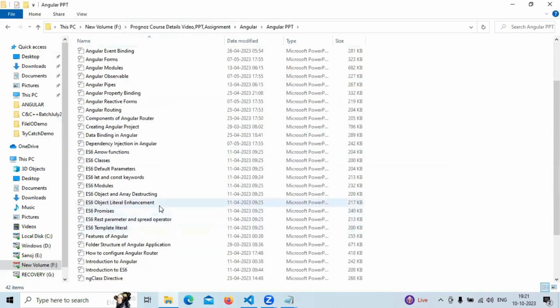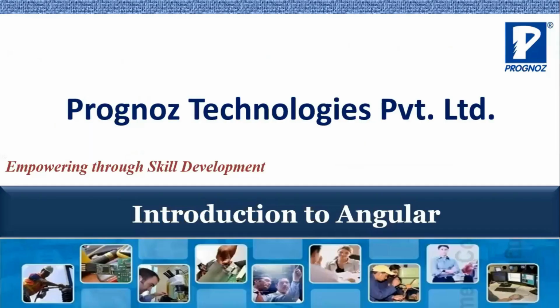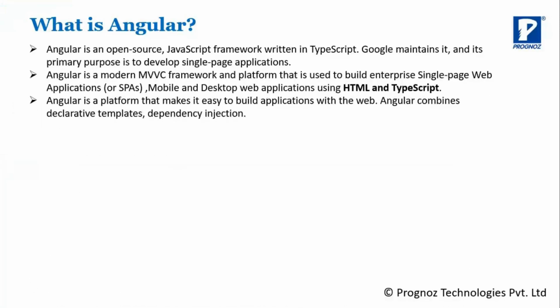Introduction to Angular. What is Angular? Angular is nothing but an open source JavaScript framework, which is written in TypeScript, and which is maintained by Google. I already told you TypeScript is created by Microsoft, and TypeScript is used by Google for implementing the Angular application. So Google maintains it, and its primary purpose is to develop single page applications.